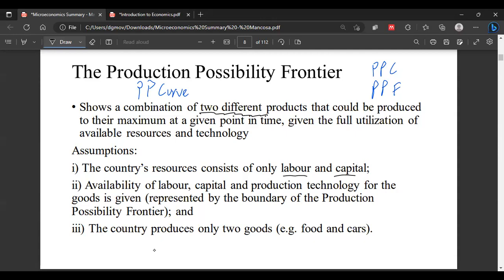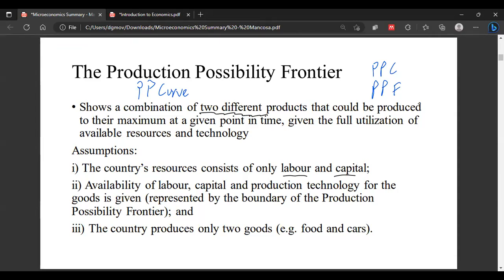Number two, the availability of labor, capital, and production technology for the goods is given, right? Don't say it depends on how much labor is there. Don't say it depends on capital. It's given. And the maximum is represented by the boundary or by the curve. These are just assumptions: the labor comes with all the inputs, capital, machinery, or technology. It's given. We assume that it's given. We don't try to find it. We don't try to crack it.